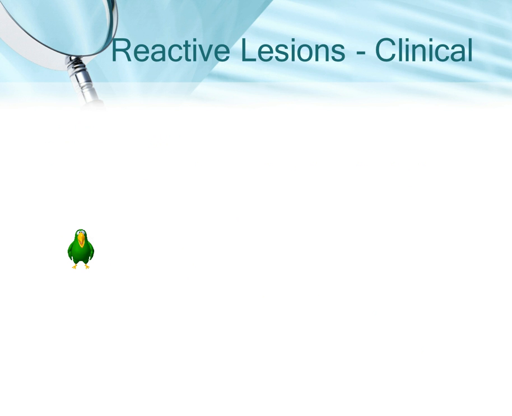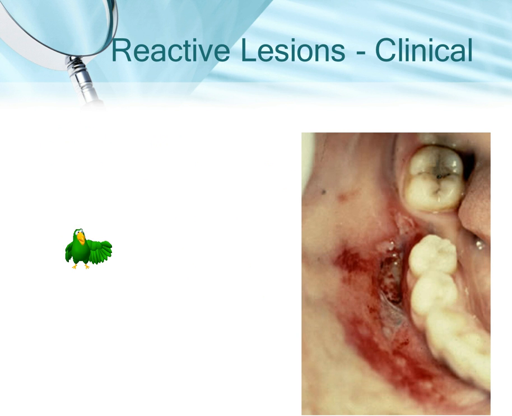So, let's take a look at a clinical image of a reactive lesion. This example of a reactive lesion was created during a fight when the fingernail of one girl ripped the tissue of another girl. After seeing this, I learned that you should make sure to keep your mouth closed during fights.